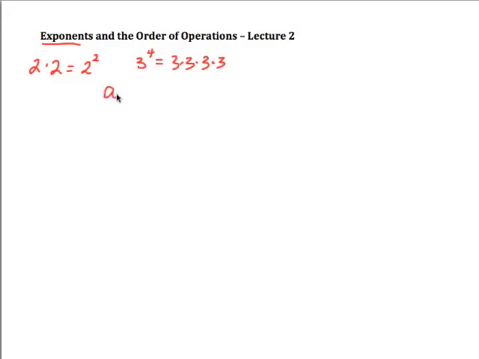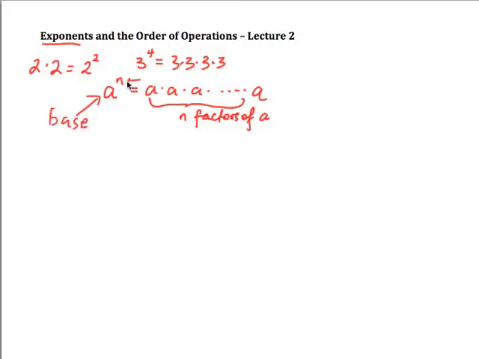So in general, if I have a number a, and I'm multiplying it by itself n times, then this really means a times a times a times, all the way down to a, with n factors of a. In other words, we're multiplying a by itself n times. Now, a is called the base, and n is called the exponent or the power.